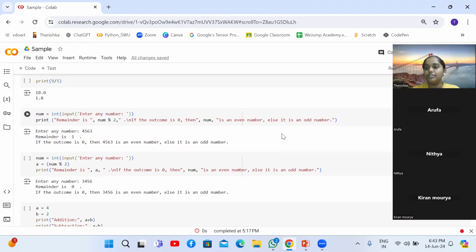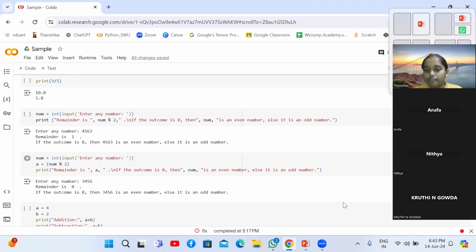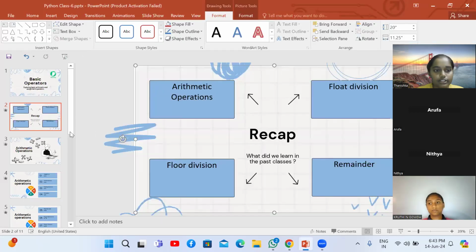Some of you copied it from ChatGPT, right? And some of you have used an if else statement. So you don't need to copy. If you don't get the answer, that's okay. If you just try to do the assignment, then I can help you. Yeah. Now we can see the next slide.